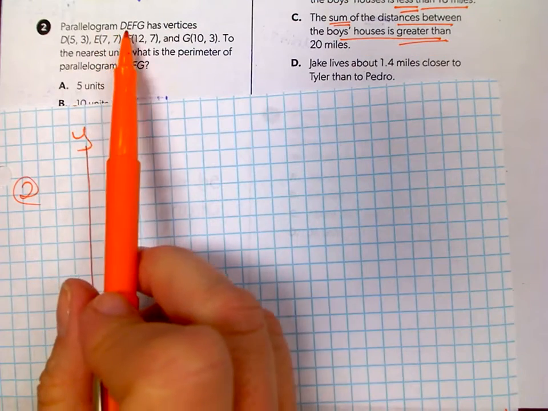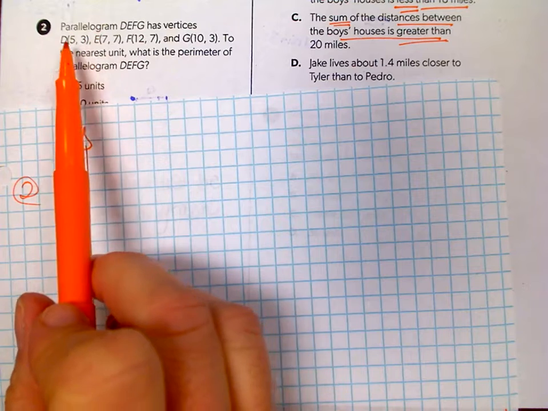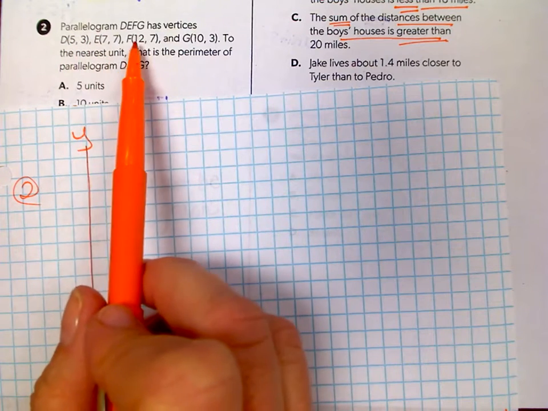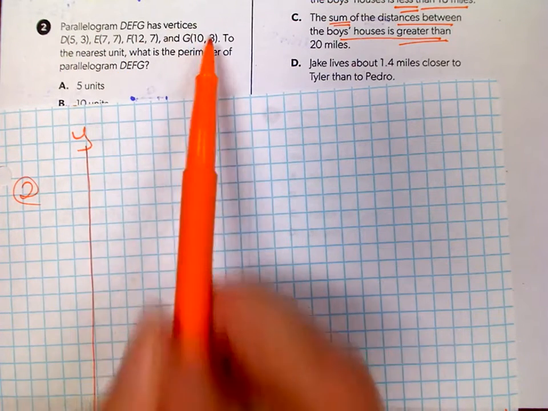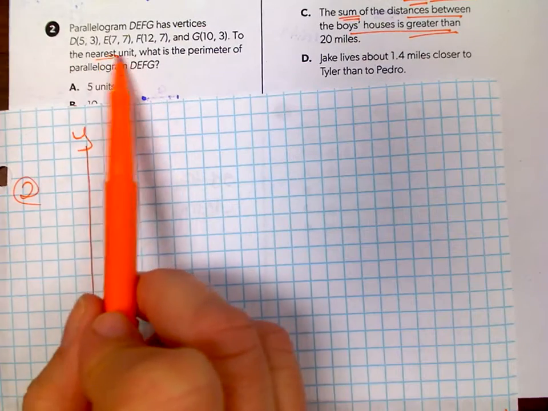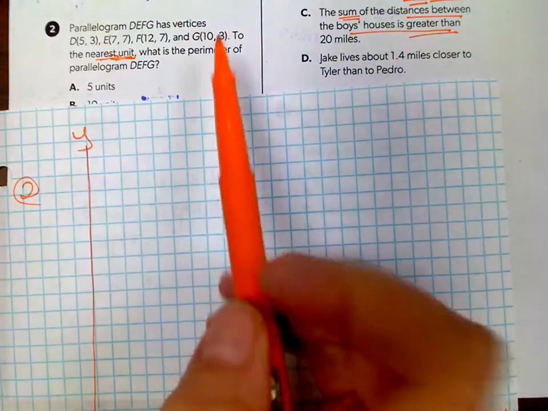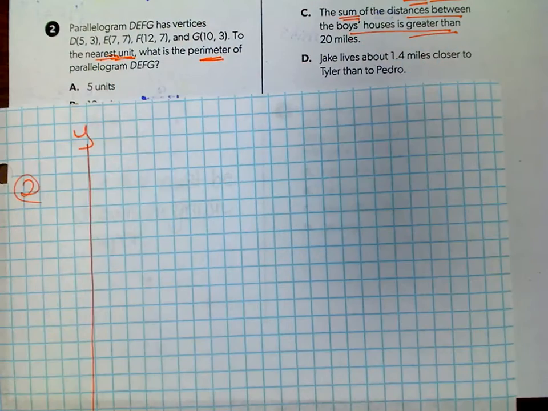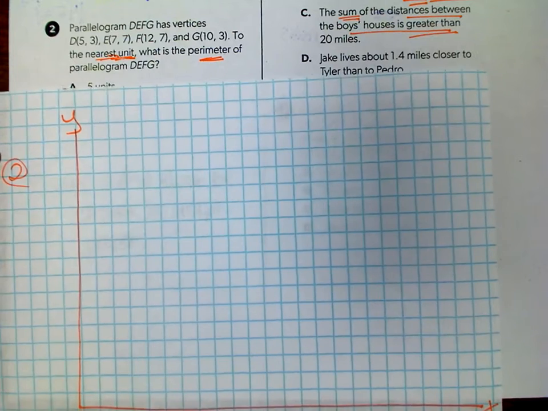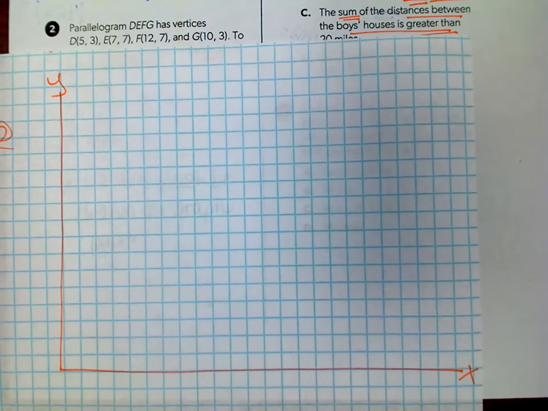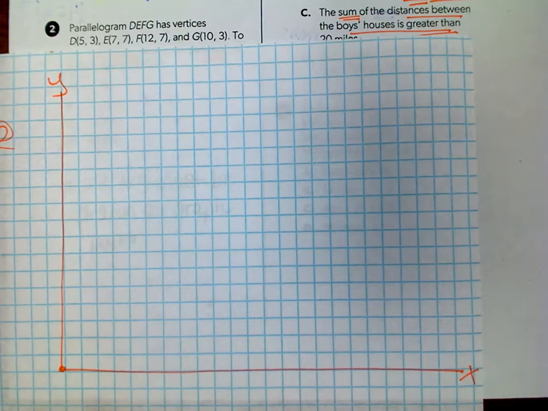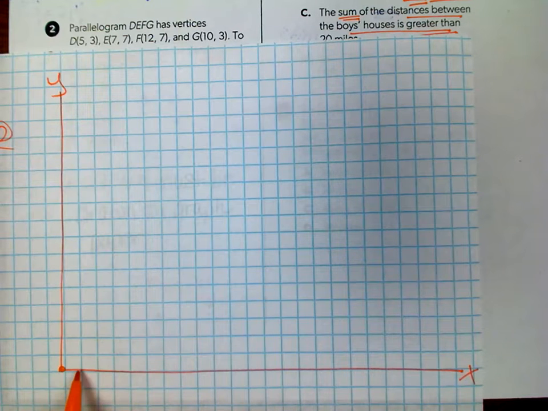Parallelogram DEFG has vertices of 5, 3, 7, 7, 12, 7, and 10, 3. To the nearest unit, write the perimeter of the parallelogram. Perimeter is adding all sides up. So let's plot them. D will be, here's your origin, 5, 3. That is D.